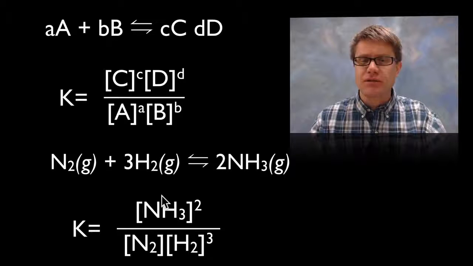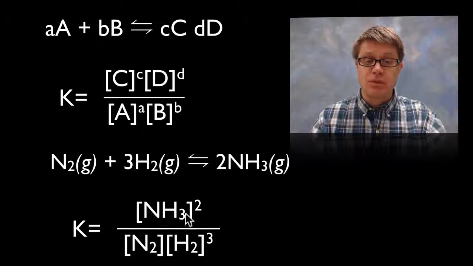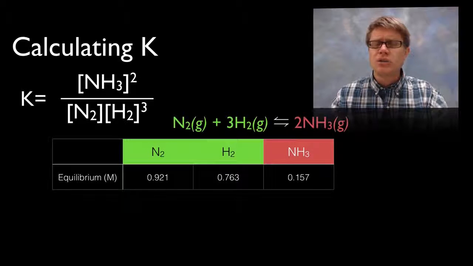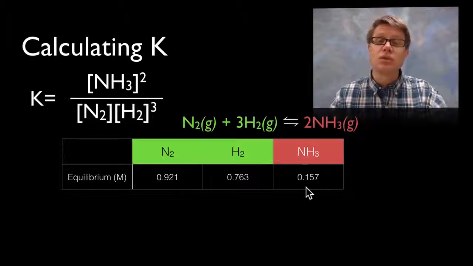So this is a little bit different than the last one. Since we only had one product, we're going to only have one thing on the top of our K. And so that's going to be the ammonia raised to the second power. Our hydrogen is raised to the third power, and then our nitrogen is raised to the first power, essentially. And so let me show you how to calculate K. These are the molar values at equilibrium. Could you figure out K?